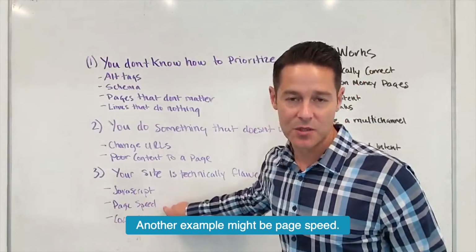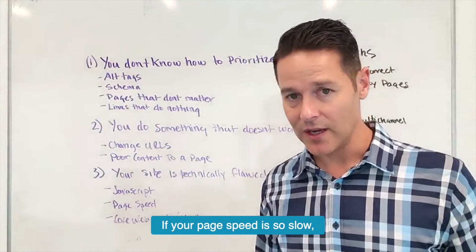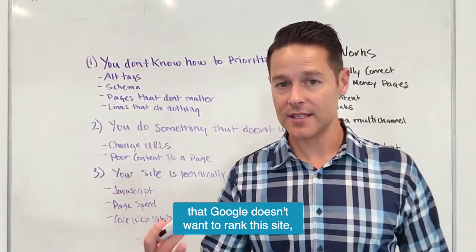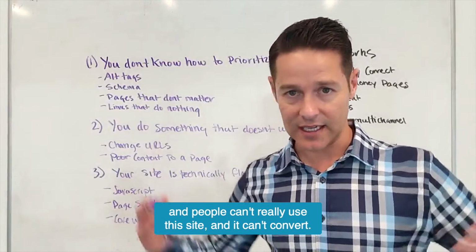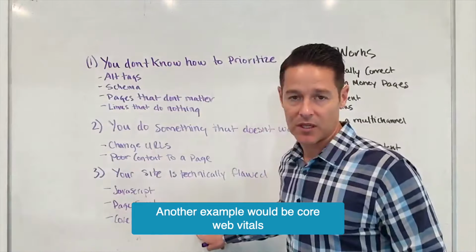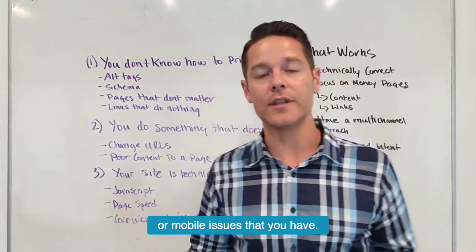Another example might be page speed. Your page speed is so slow that Google doesn't want to rank this site and people can't really use this site and it can't convert. Another example would be core web vitals or mobile issues that you have.